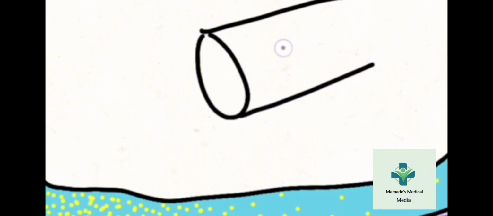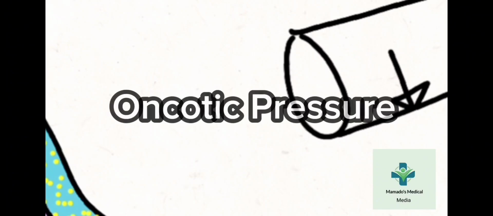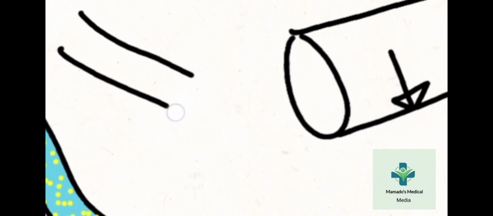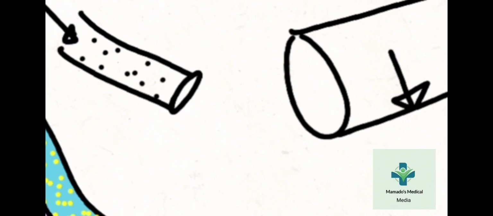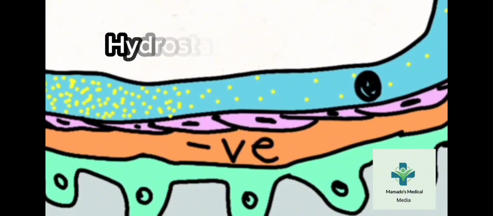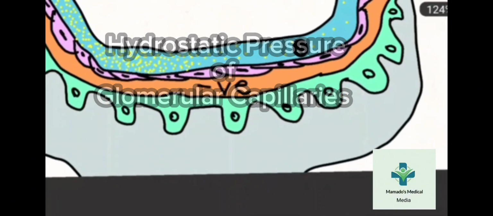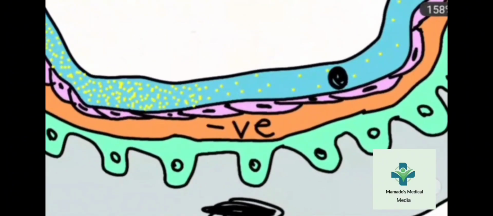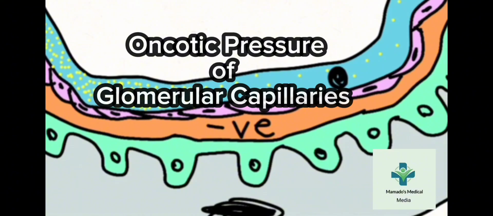Hydrostatic pressure is the pressure that water exerts on the wall of blood vessels. Basically, it's pushing things out. Oncotic pressure, on the other hand, is all about osmosis, specifically the osmotic pull created by plasma proteins in the blood. These proteins attract water and try to hold it in the capillaries. That's oncotic pressure. In the glomerulus, we have hydrostatic pressure in the capillaries and also in the Bowman space. And we have oncotic pressure both in glomerular capillaries and Bowman space.